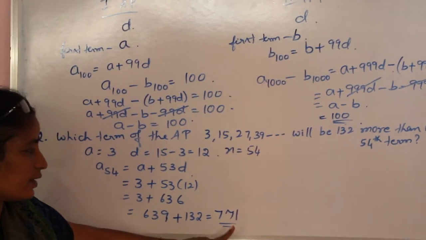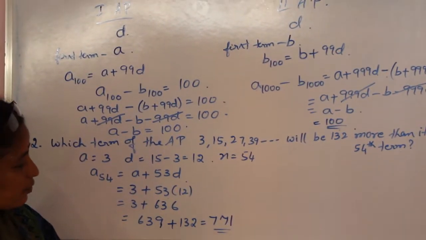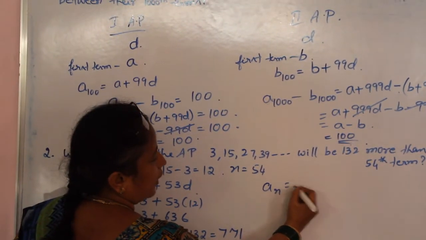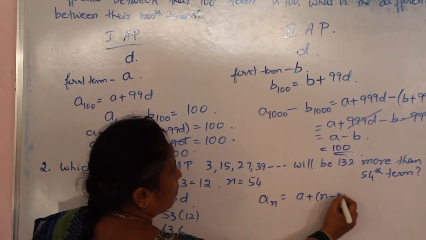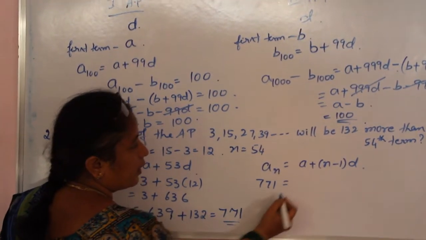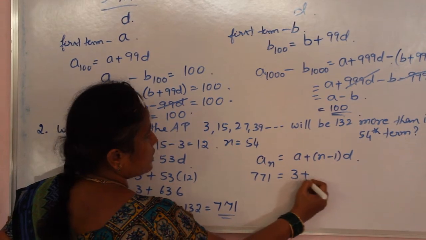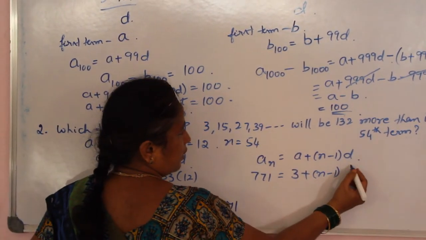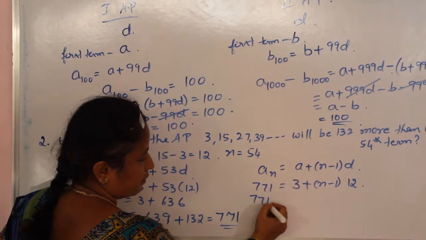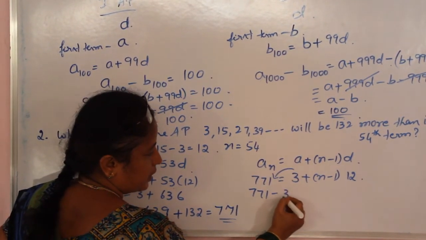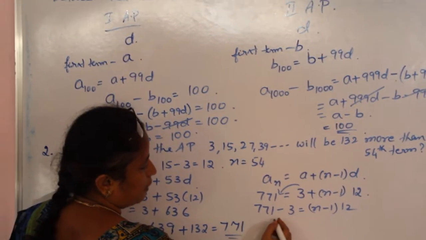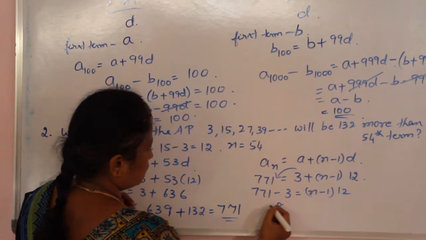We have to find out which term will become 771. Therefore, we take the formula An equals A plus n minus 1 into D. Here An equals 771, A is 3, plus n, which we don't know. We have to find n. D is 12. So 771, subtract 3 on this side, minus 3 equals n minus 1 into 12. Subtract: 11 minus 3, 8.